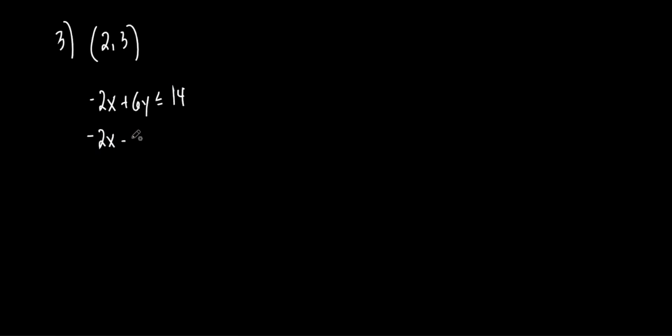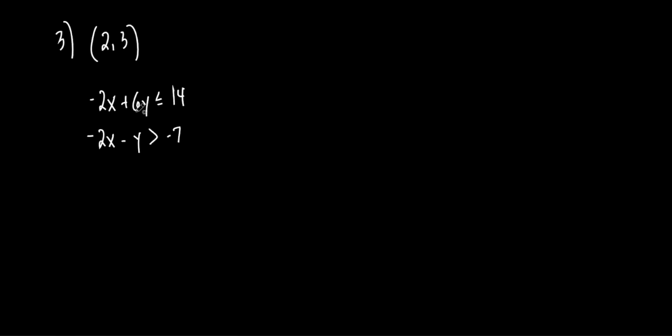I don't know. Which one do you want to do? 3? I was looking at 3. So they give you a point, (2, 3), and they say determine whether the given ordered pair is a solution, and then they give you an inequality. So here's the first inequality they give you: negative 2x plus 6y is less than or equal to 14. And then negative 2x minus y, it's not equals, what is it? It's greater than negative 7.